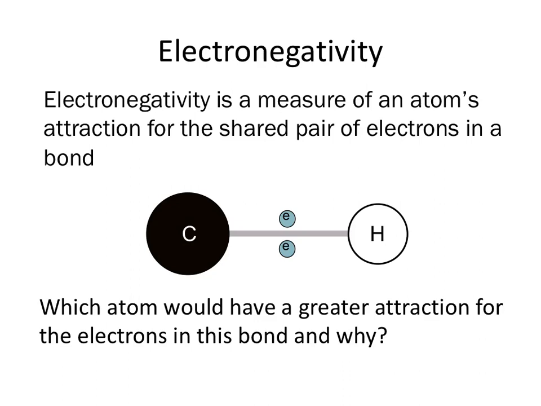All right, the next trend we're going to talk about is electronegativity. Electronegativity is a measure of the atom's attraction for a shared pair of electrons in a bond. So when you're in a bonded pair, a shared pair, it's the atom that's going to pull that pair closer to itself.